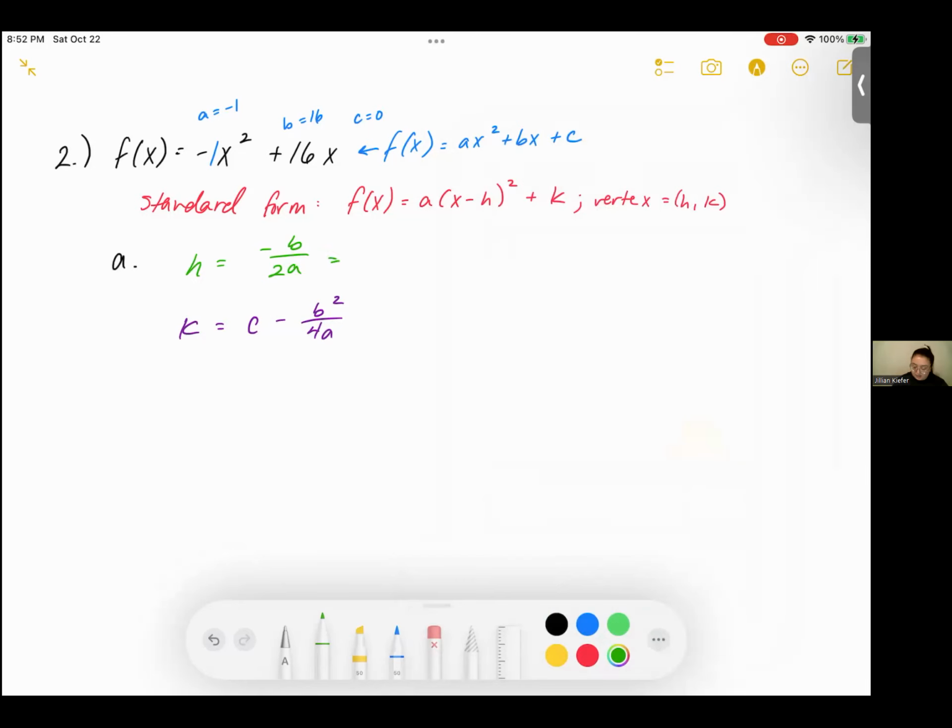Let's start with h. We see that b is 16, so we're going to have negative 16 divided by 2 times a, which is negative 1. So we have negative 16 over 2 times negative 1. 2 times negative 1 is negative 2, so we've got negative 16 divided by negative 2. That would make that whole fraction negative, so negative 16 over 2 would be negative 8, which has a double negative, which means that it's just 8. So h is equal to 8.